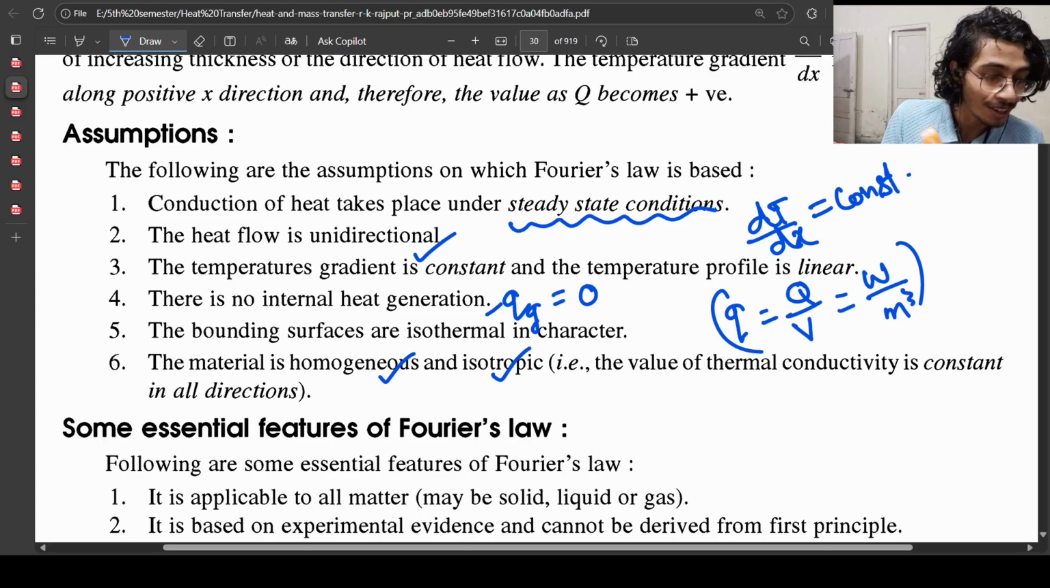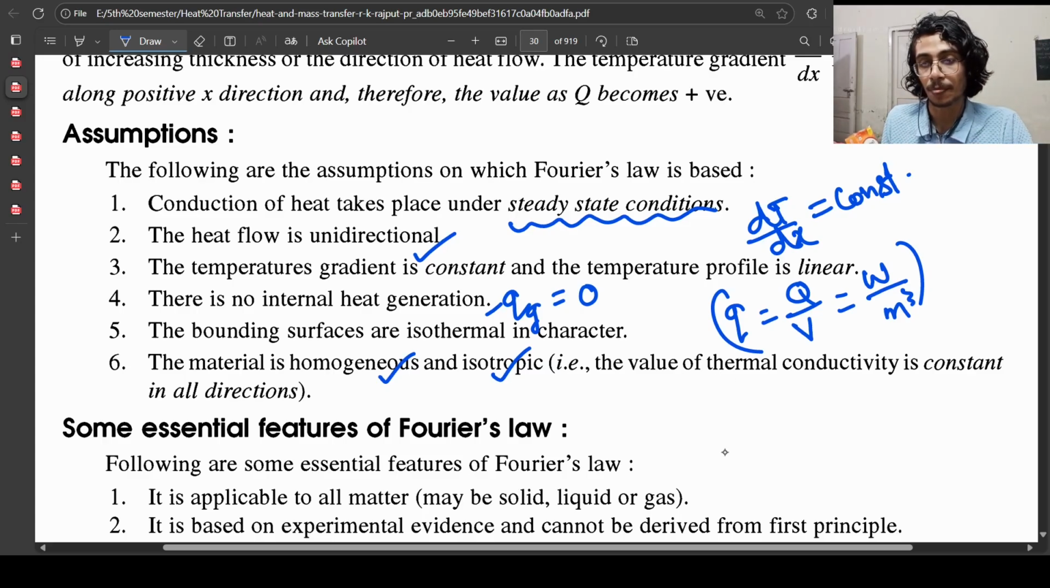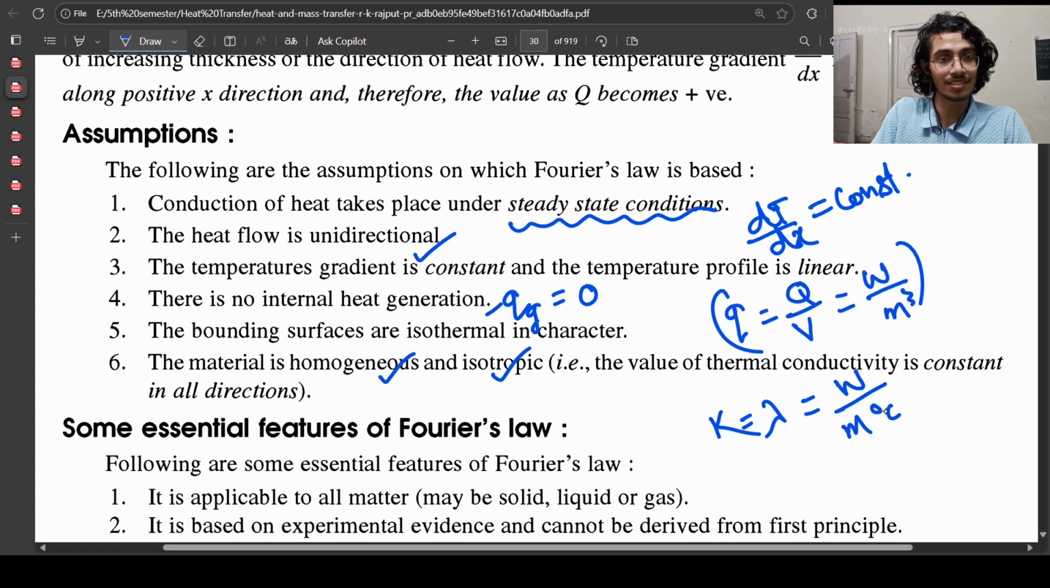Thermal conductivity, as we have already said, is K, small k, or in some books you will find it as lambda. That is equal to watt per meter degree Celsius. So I can say that copper has better thermal conductivity than wood, right? You can understand that copper will have better conductivity than wood, and like this we can compare different materials. That is why it can also be named the thermophysical property of a material.